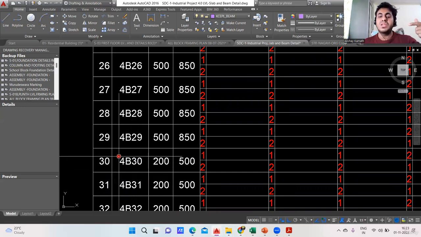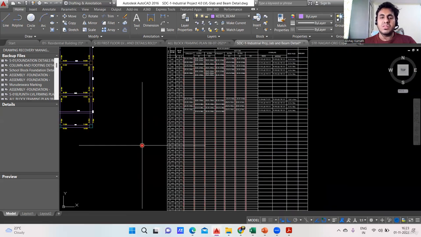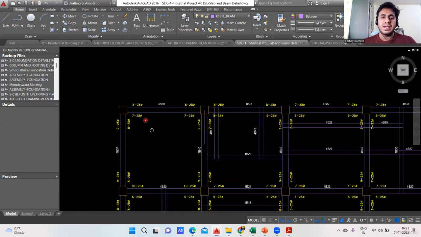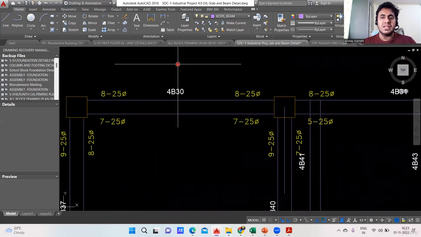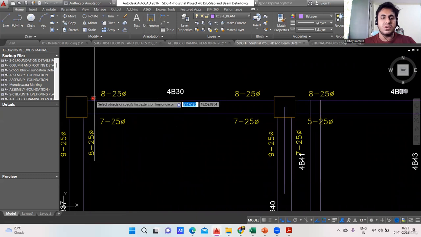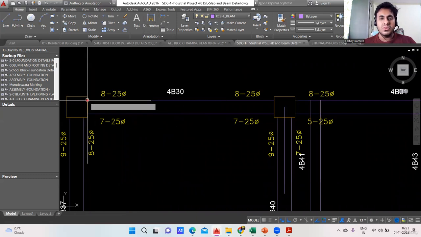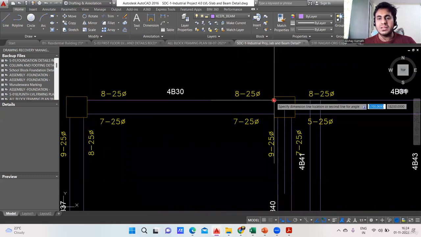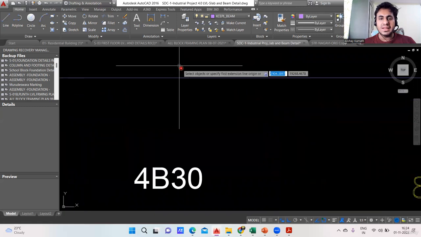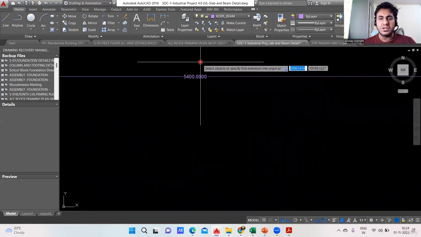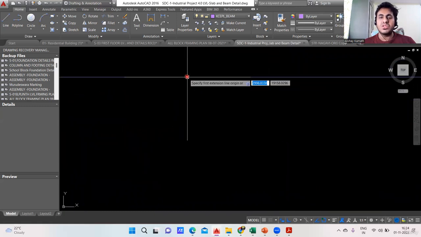If it is written 3B30, that means 3 is the third floor, B is for beam, and 30 is the number. What is the size? It is 200 by 500. So it's very simple. The size I understood. Again, I can get the length from here. This length I'll take from this column outer to this column outer. Okay, this size is not correct. So 5400 is the length of my beam.